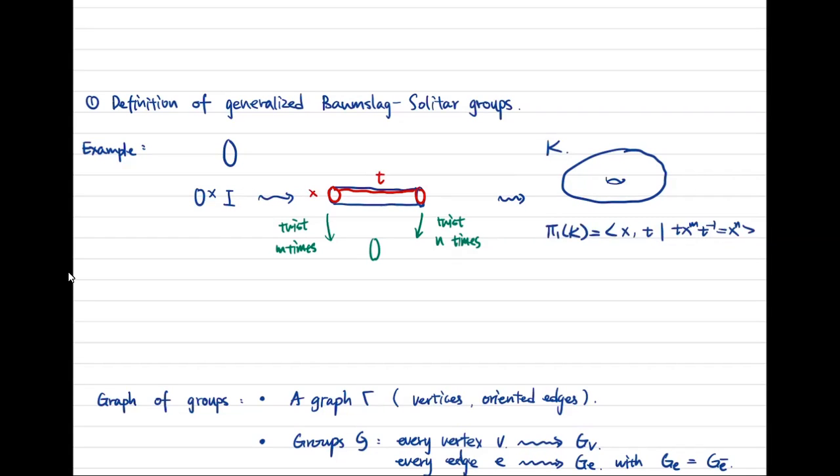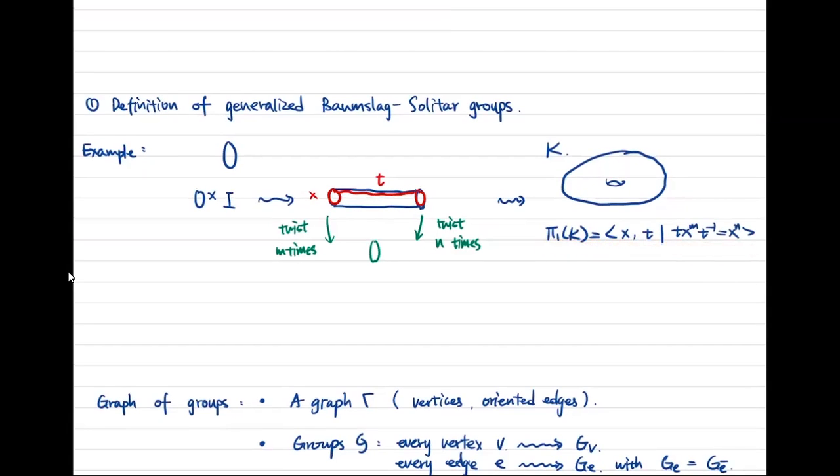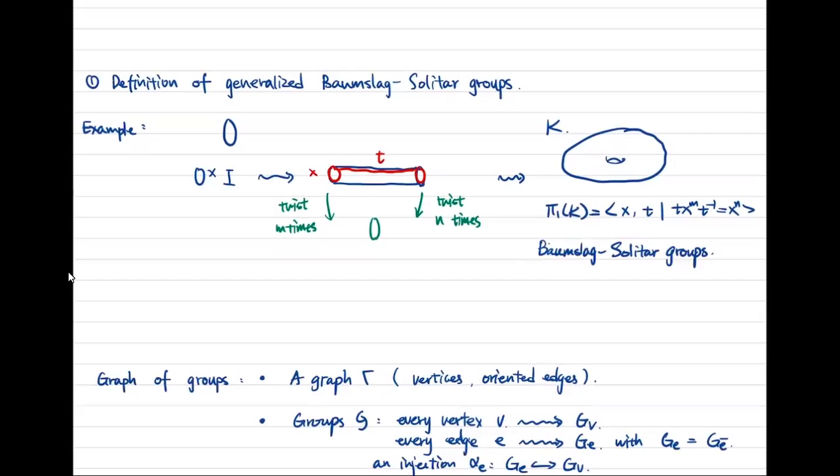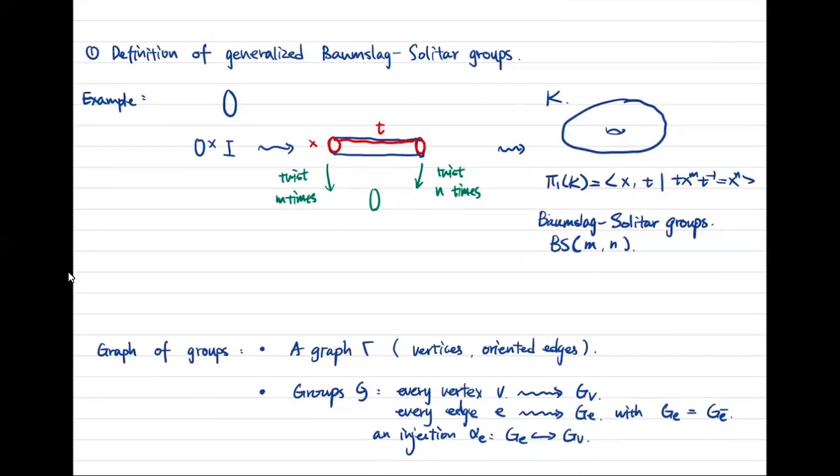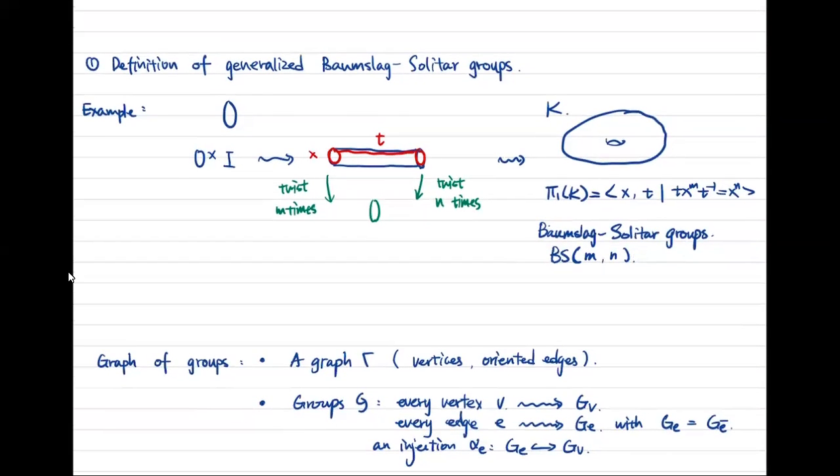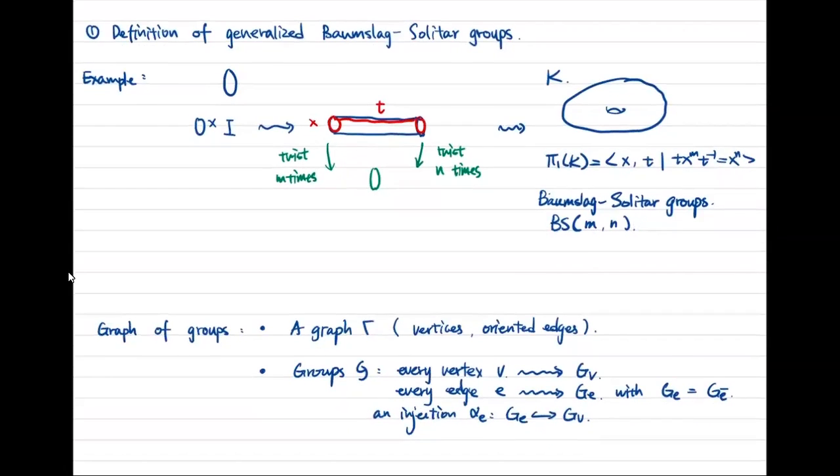This group is what we call the Baumslag-Solitar groups, and we denote it by BS(m,n). This Baumslag-Solitar group is an example of generalized Baumslag-Solitar groups. So far, any question?